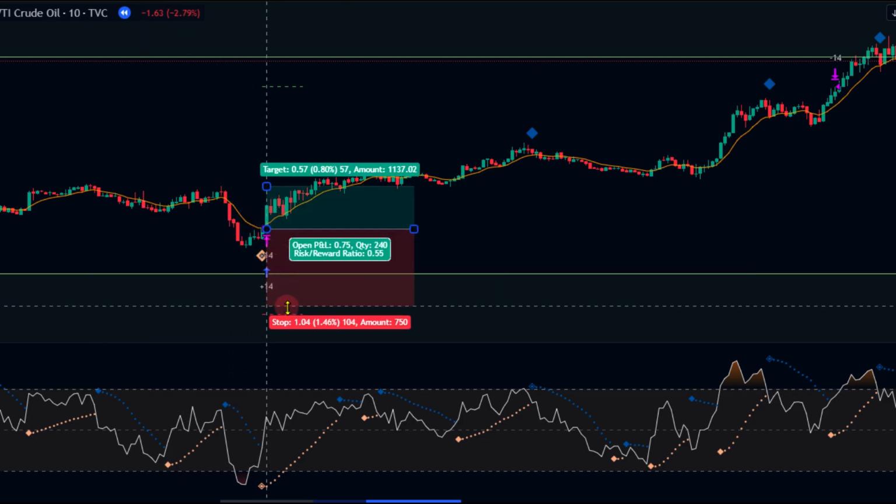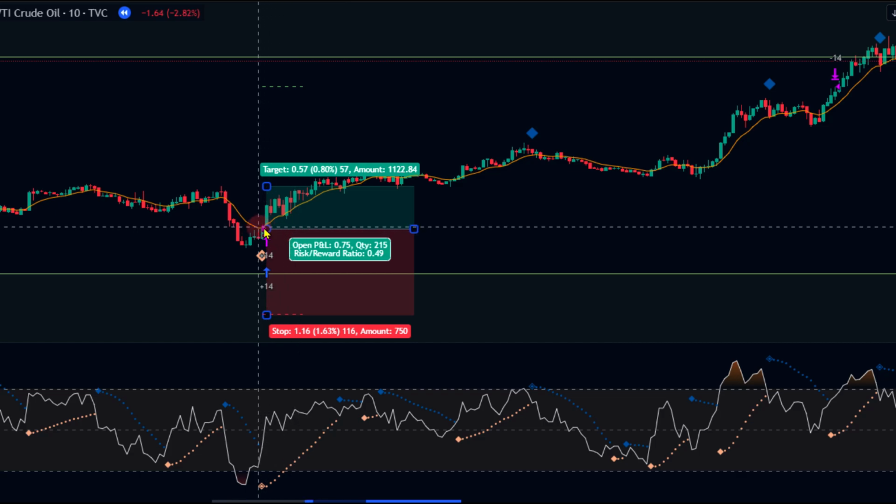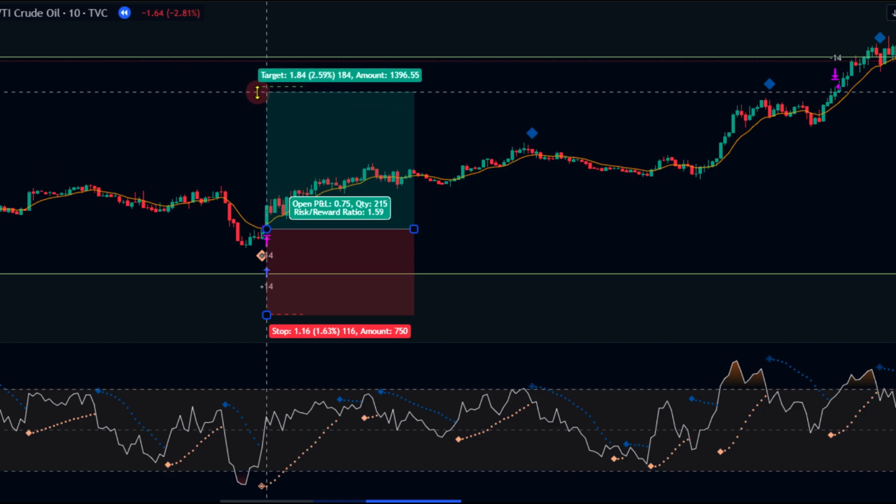Step 3. Price is above the EMA. The final check, is the price above the EMA line? If yes, it confirms an uptrend. When all 3 conditions align, it's time for a long entry.